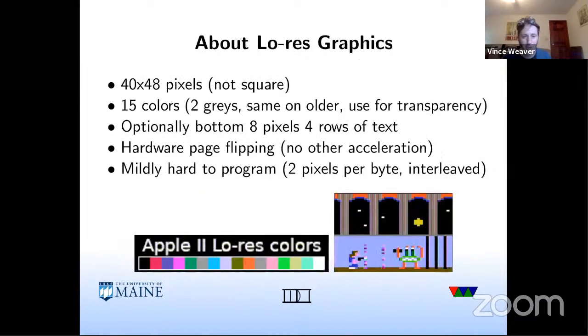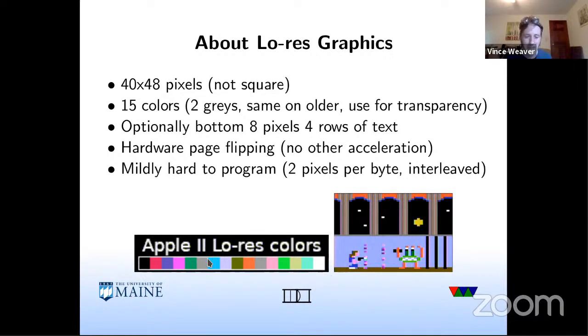So the low-res graphics, the 40 by 48, they're not square. You get 15 colors you see down here. Some of them pretty horrific, especially this aqua color. I do use it, but on an actual CRT at the time it was sort of a shockingly aqua color. There's 15 colors, you might say why not 16, a power of 2?